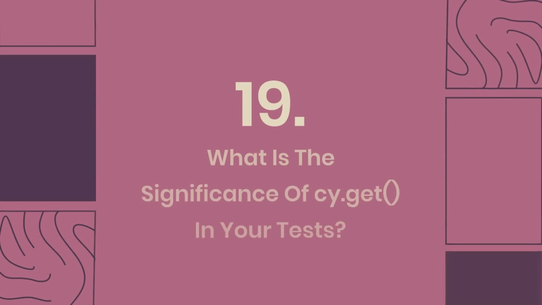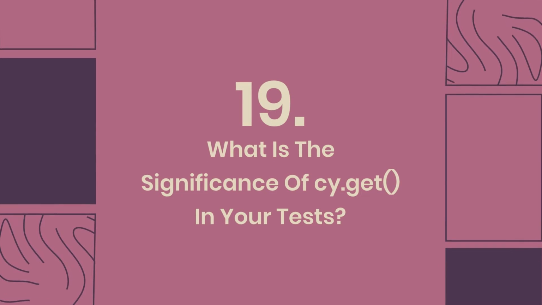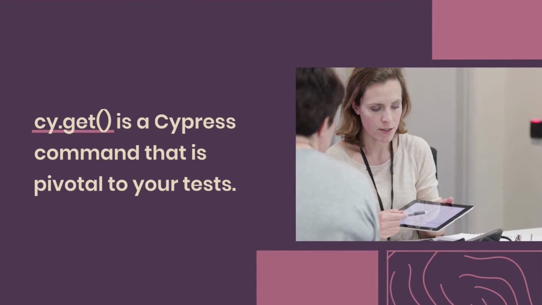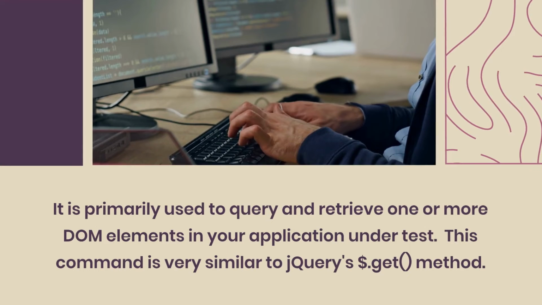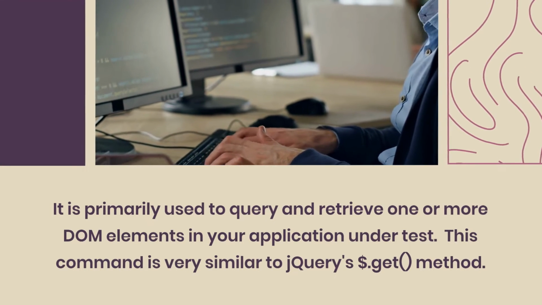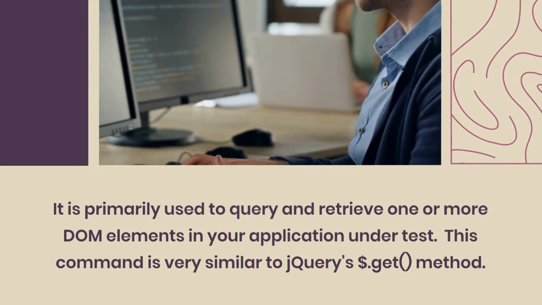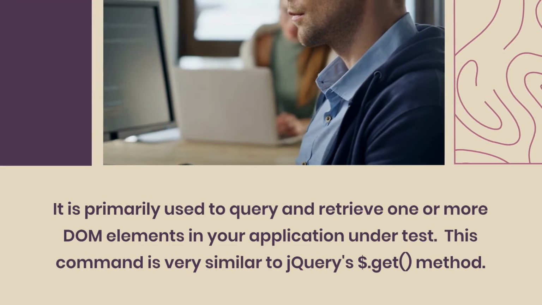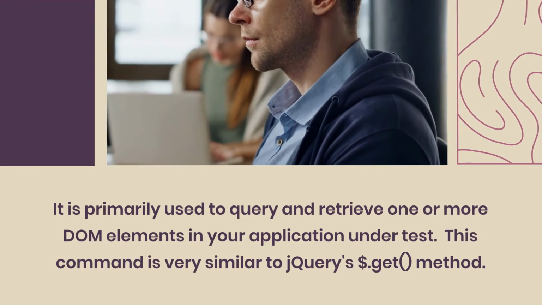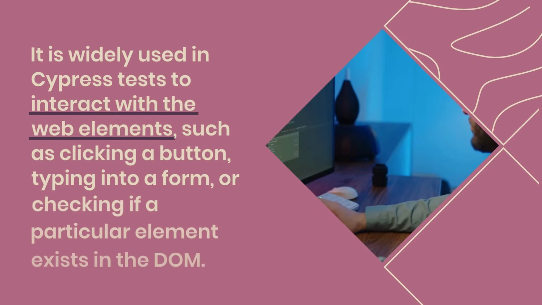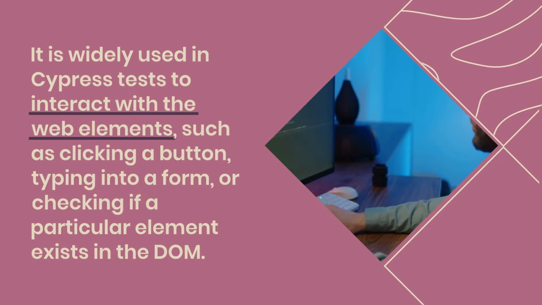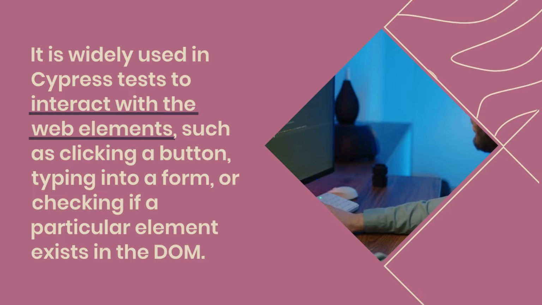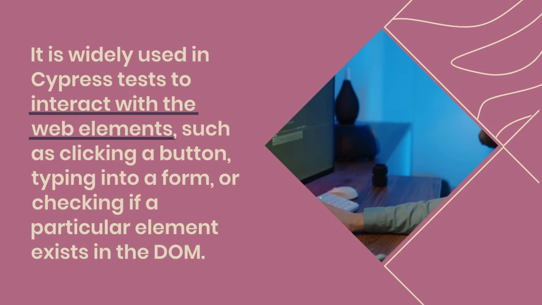19. What is the significance of cy.get? In your tests, cy.get is a Cypress command that is pivotal to your tests. It is primarily used to query and retrieve one or more DOM elements in your application under test. This command is very similar to jQuery's $.get method. It is widely used in Cypress tests to interact with the web elements, such as clicking a button, typing into a form, or checking if a particular element exists in the DOM.